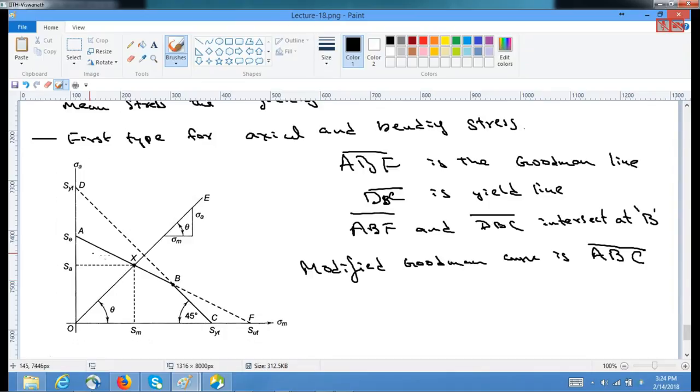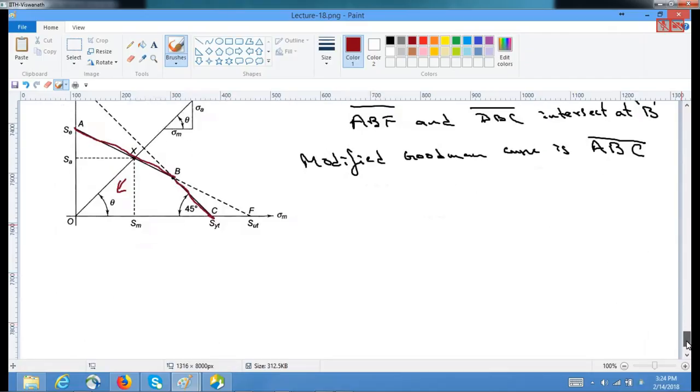So this is your modified line, where it will start from here to here, and then this is another bilinear kind of thing. So anything inside is not a failure, outside is a failure. This is how one has to determine for the first type, which is axial and bending, which should be of this form. Whereas for torsion, things are a little bit different.